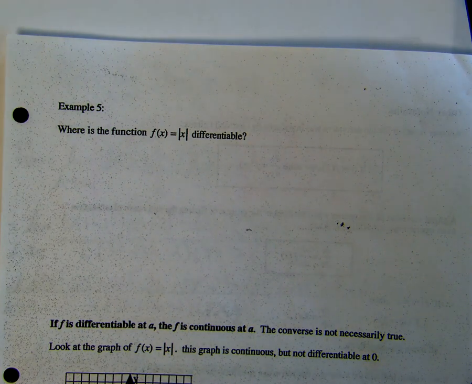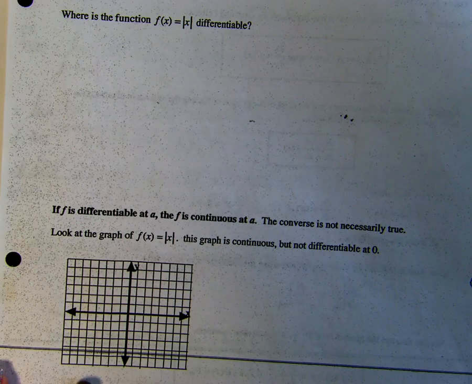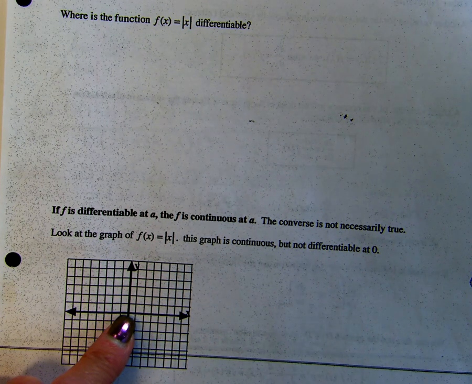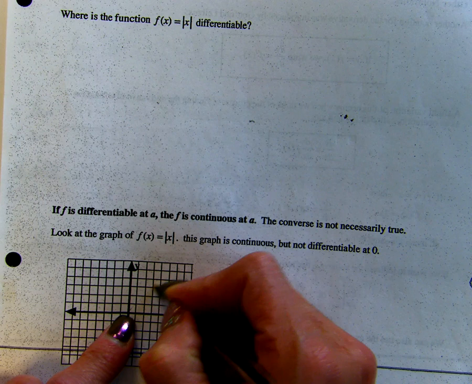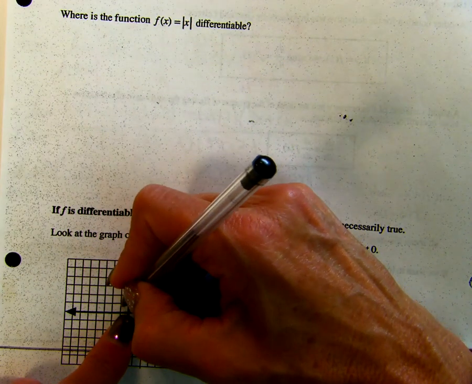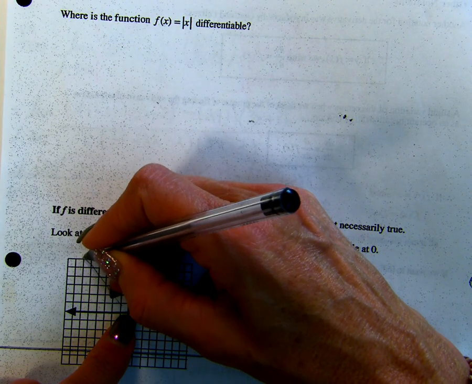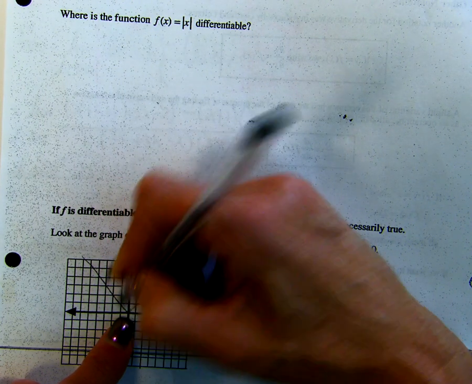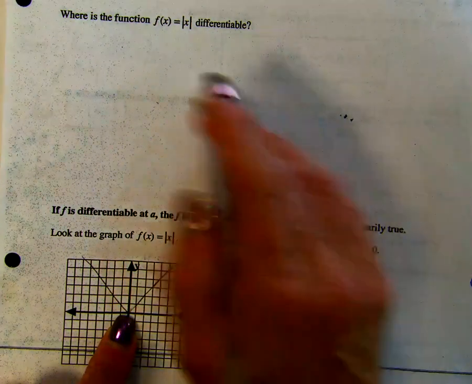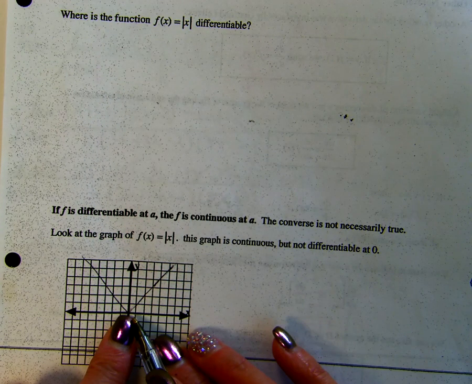Okay, so here's a function that we'll talk about a bit in calculus because it makes a point for us. It's the absolute value function. And because I know that you know what it looks like, I'm going to get you to graph it right here. Could you graph y equals absolute value of x? So there it is. The question is, where is this function differentiable?